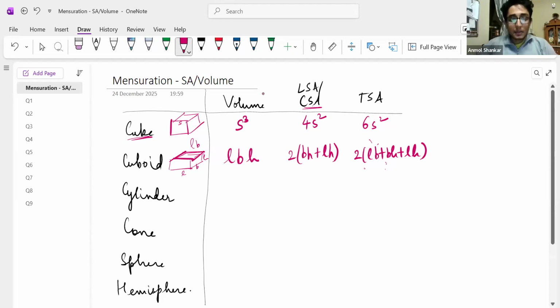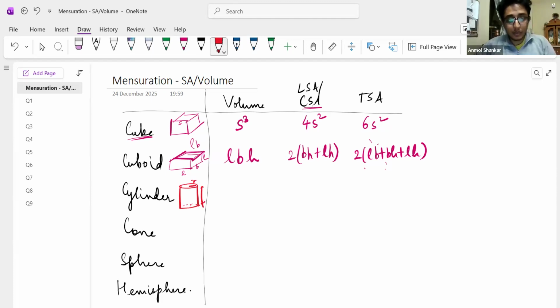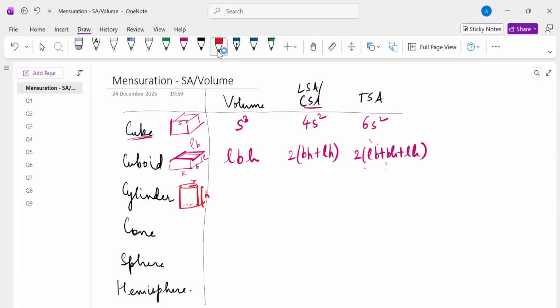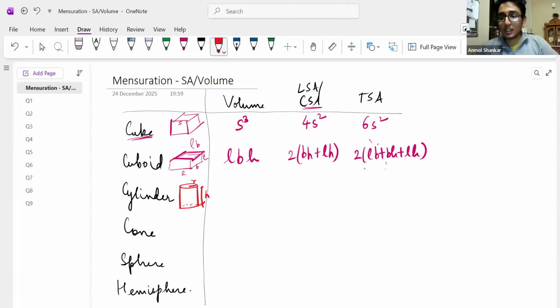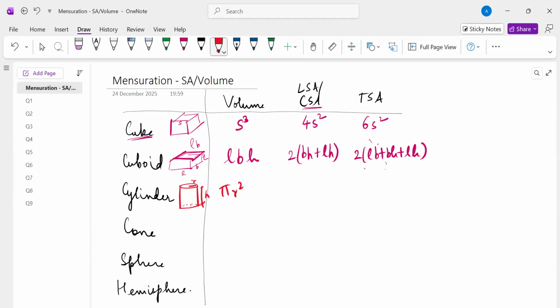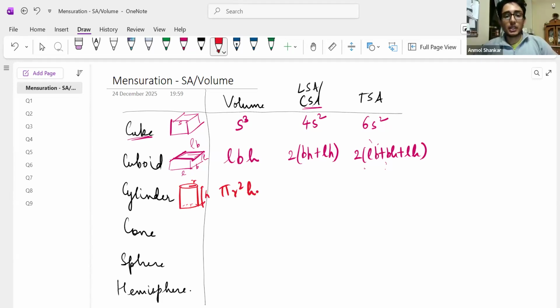Very simple. Then for the cylinder, there is a radius and height. Tell me correctly, what is the volume in terms of radius and height? Interact a little, you just have to unmute and tell. Yes, sorry, say again. Pi r square h, sir. Yes, pi r square h. Correct. So volume is pi r square h.